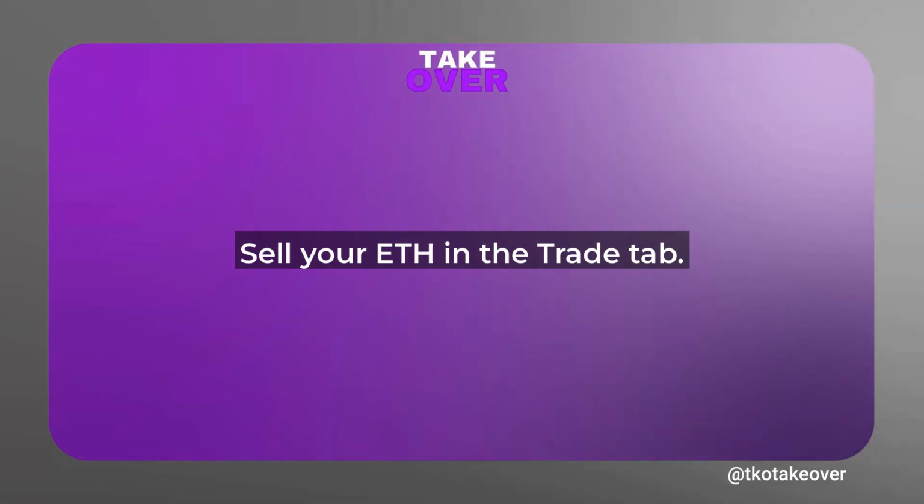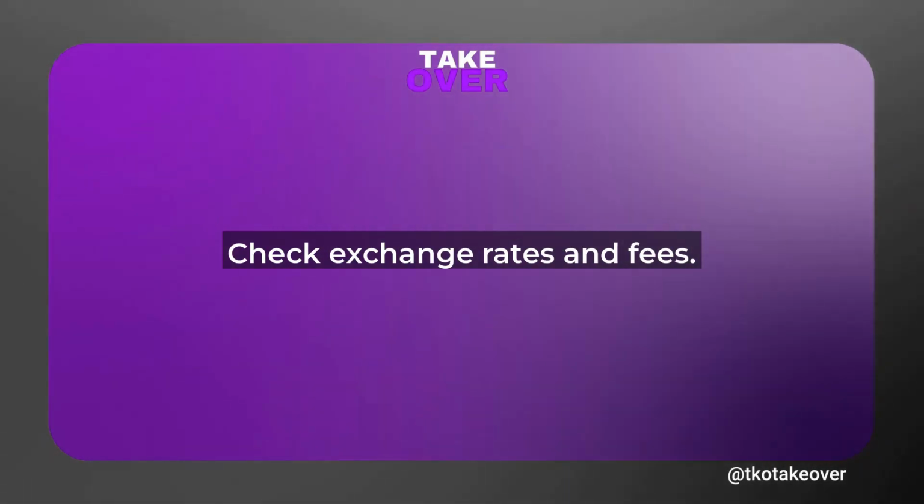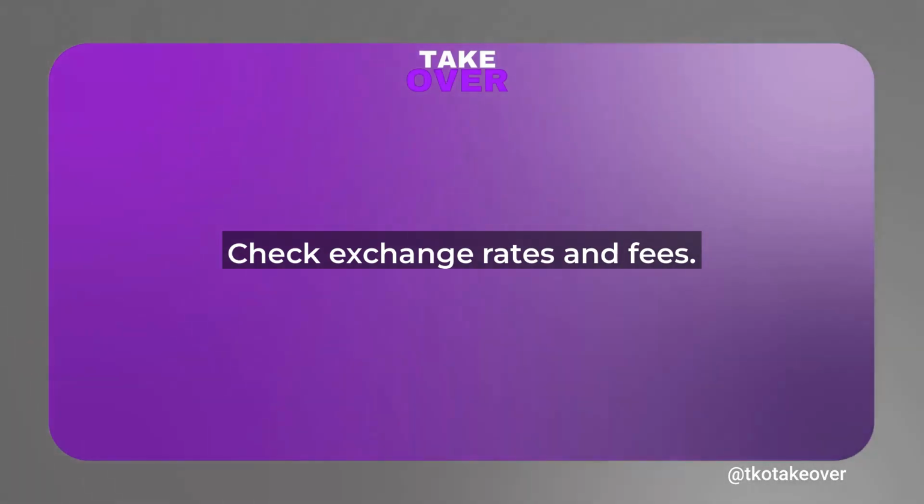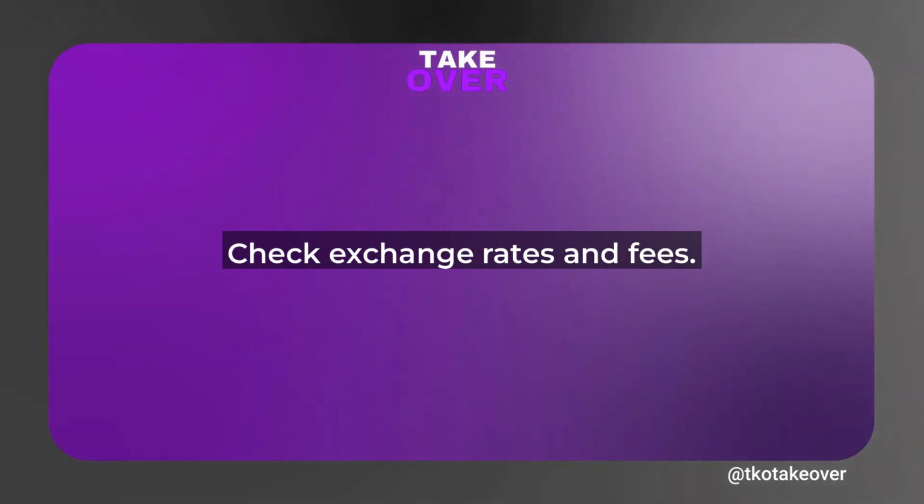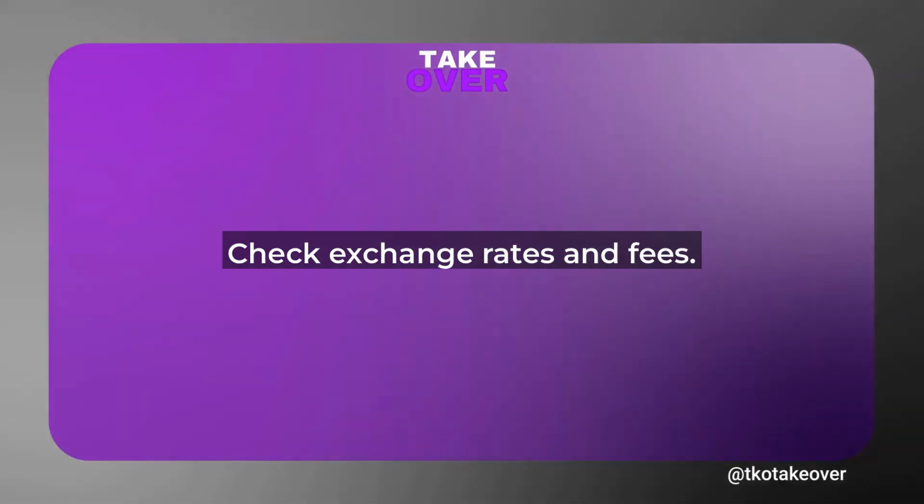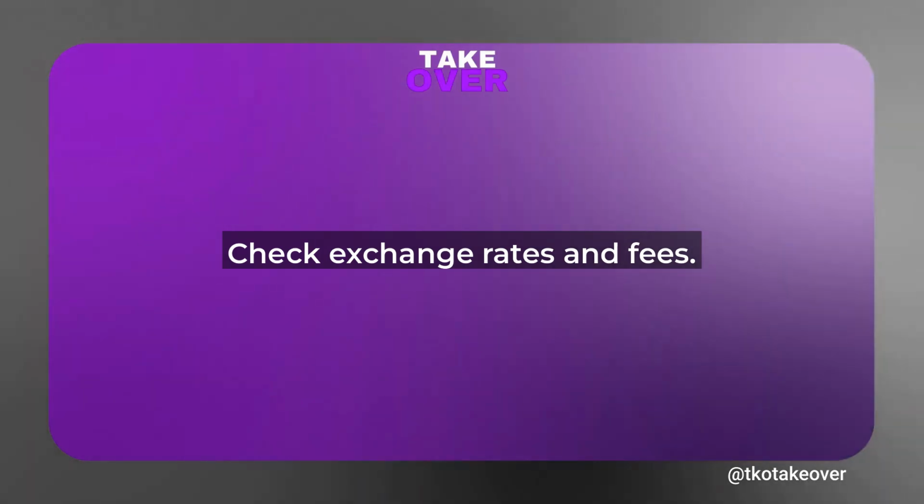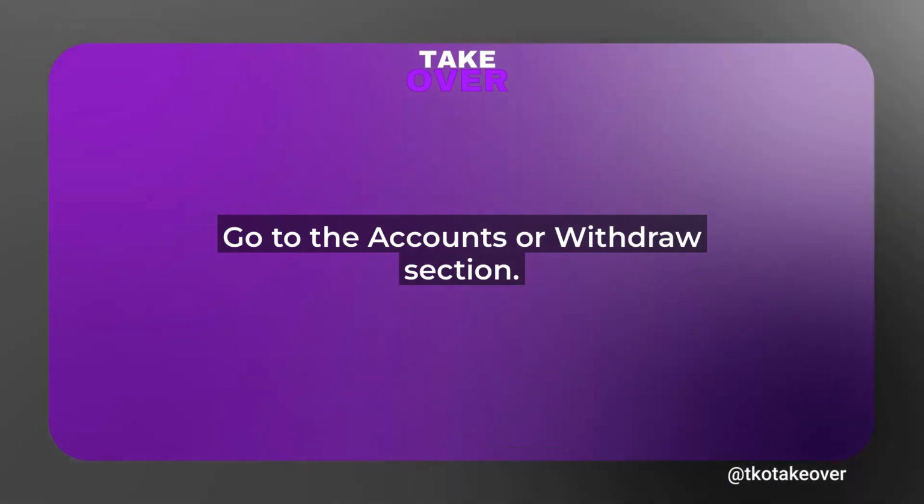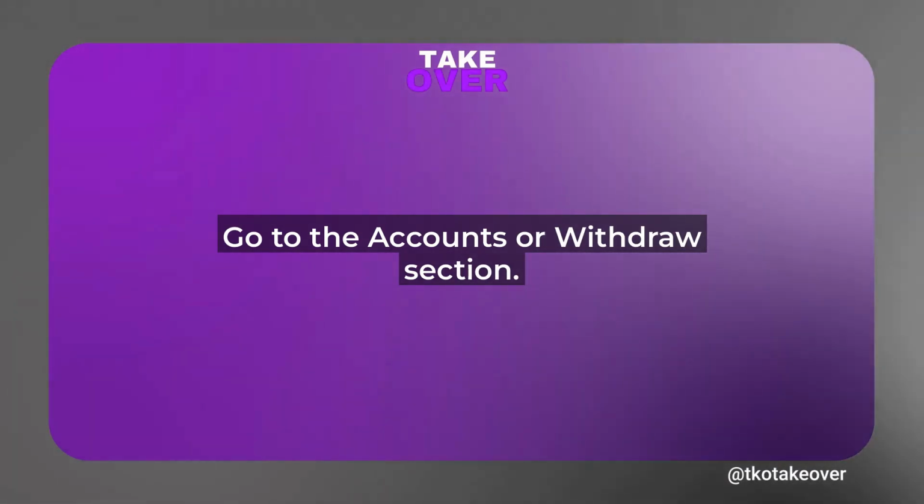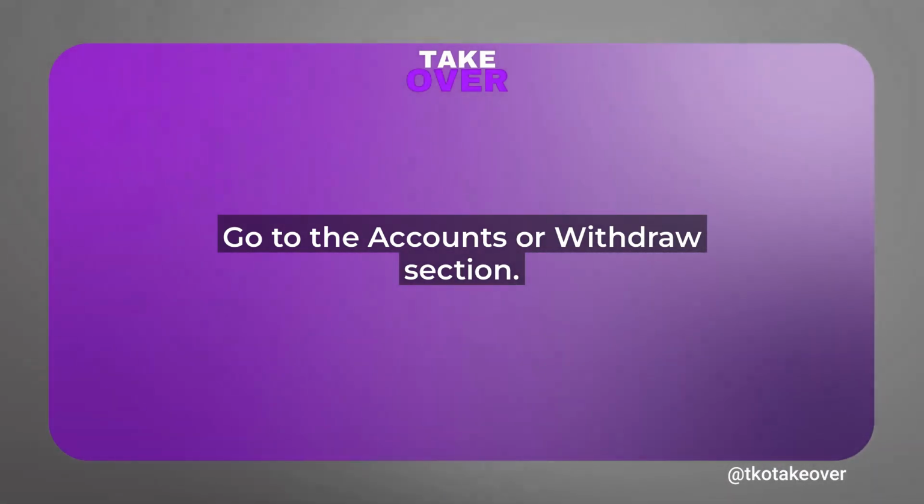Next, it's time to convert that ETH into cash. Go to the Trade or Sell tab. Select your ETH, choose the amount you want to sell, and pick your desired fiat currency, like USD. Coinbase will show you the current exchange rate, so keep an eye on any fees that might apply. These can vary based on market conditions in 2025. After the sale is complete, your funds will land in your Coinbase USD wallet.